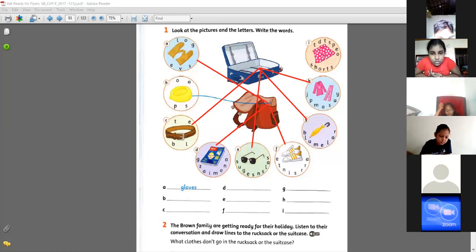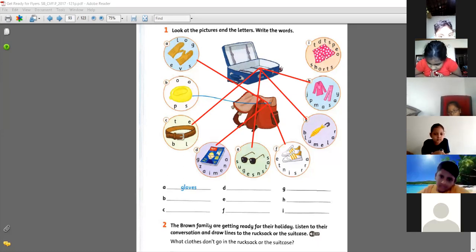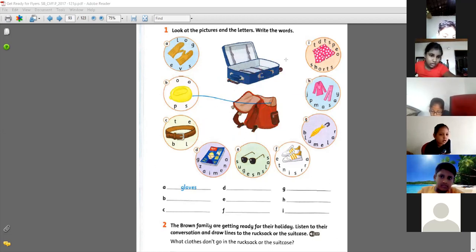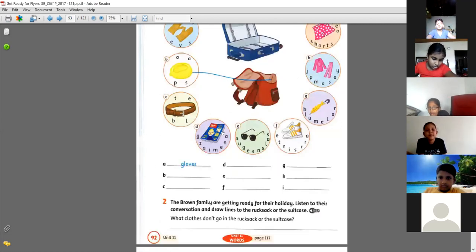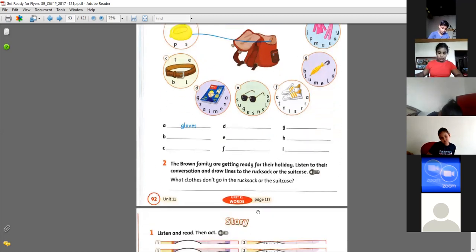So, here you can see pyjamas, umbrella, and here you can see belt and also sunglasses are inside the suitcase. Gloves, soap, magazine, trainers are inside the rucksack. So those are the things you want to include in those two baggages. Then they have given the question, what clothes don't go to the rucksack or the suitcase? Now you know what has left here. So what is the left one here? You want to write spotted shorts. Yes, answer is spotted shorts. You want to write that as the answer.